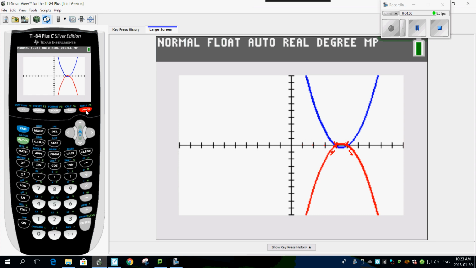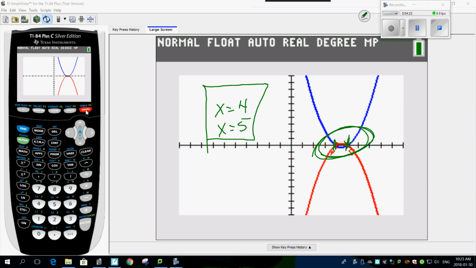One's opening up, one's opening down, but the answers are still 4 and 5. So does it really matter if one's opening up and one's opening down? No, because you are after the roots. You don't care. As long as you have these solutions of x equals 4 and x equals 5, those are your possible solutions. Isn't that interesting? So it doesn't matter how you solve it, the roots turn out to be the same. Wow, is that ever mind-boggling?